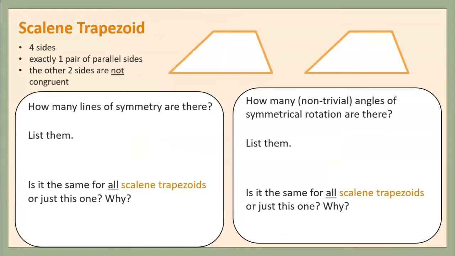Now our last one we're going to look at, this scalene trapezoid, is a little bit interesting. It only has one pair of parallel lines, but it doesn't have any sides that are congruent. So let's take a look at folding this scalene trapezoid and see if we have any lines of symmetry.